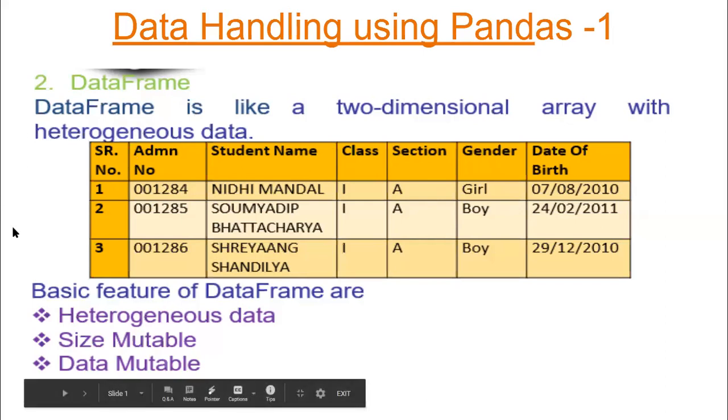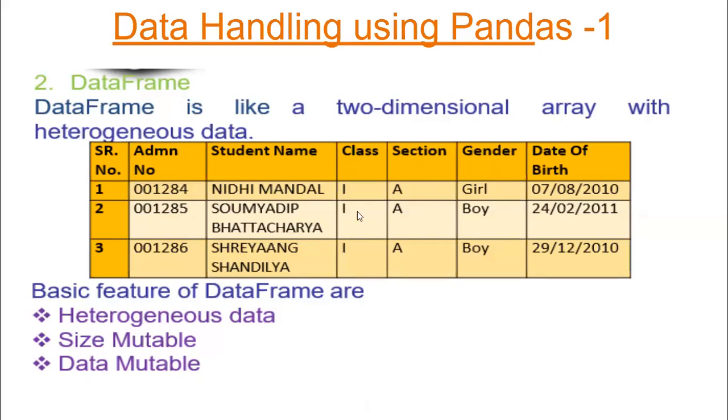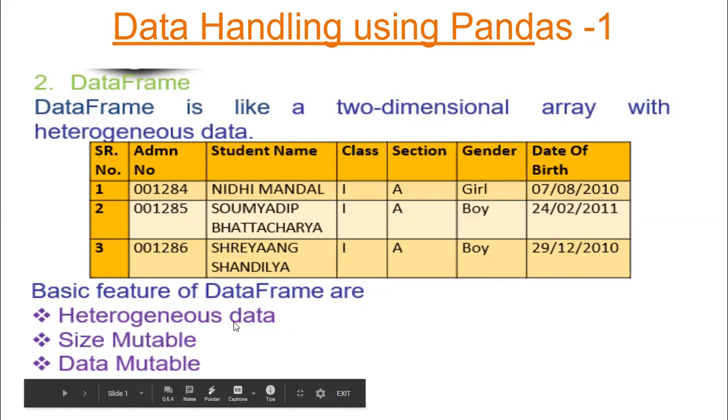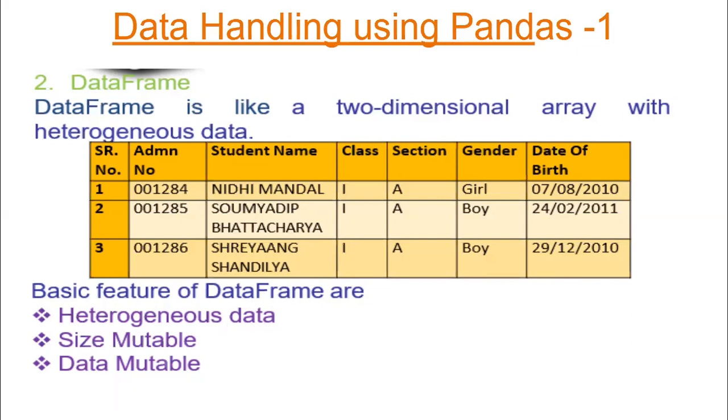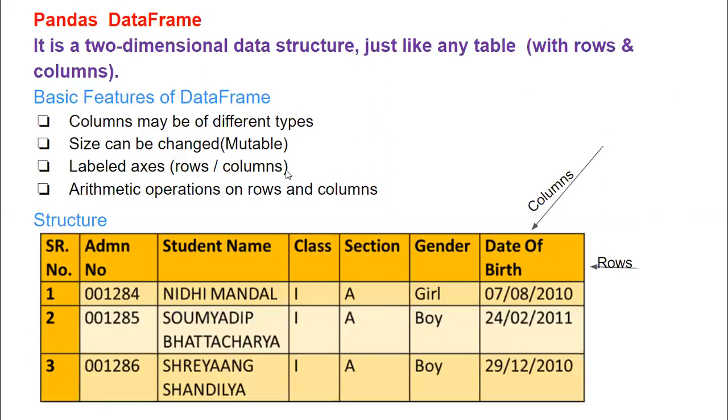So here in this table, you can identify the admission number is a numeric type, the name is a string value, and the date of birth is a date value. So it is heterogeneous data. The basic features of a data frame are heterogeneous data, size is mutable, data is also mutable. Mutable means nothing but changeable. So it is two-dimensional data. It's a normal table, that is rows and columns.